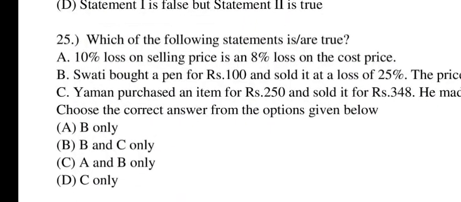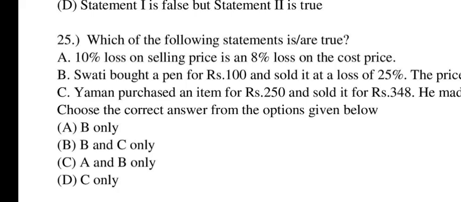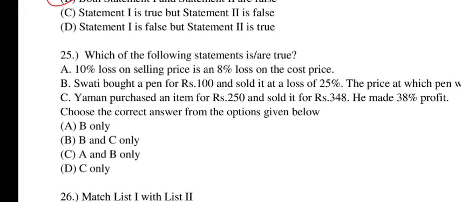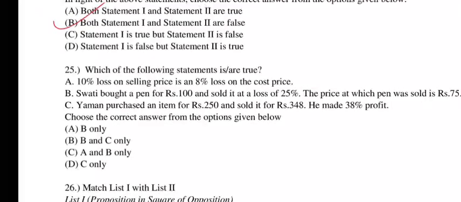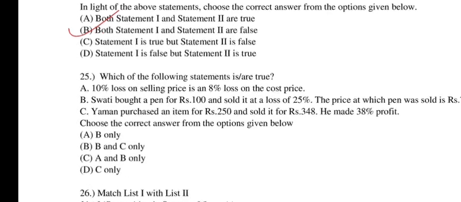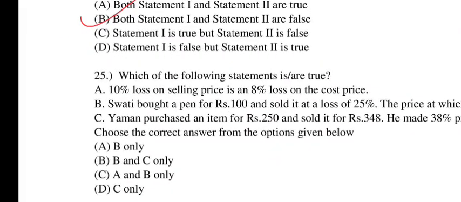Question 25 says, which of the following statements are true? A, 10% loss on selling price and 8% loss on the cost price. B says, Swati bought a pen of rupees 100 and sold it at a loss of 25%. The price at which the pen was sold is rupees 75. C says, Yaman purchased an item for rupees 250 and sold it for rupees 348. He made 38% profit. Now choose the correct answer from the options given below: B only, B and C, A, B and C. Question 25, the correct option for this question will be B only.